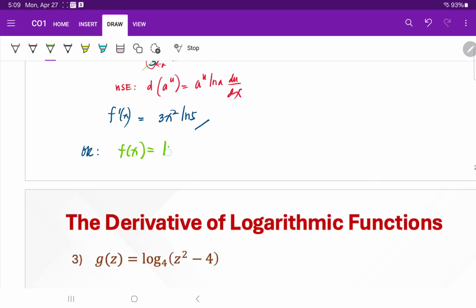Ln of 5 to the x cubed. So, by the laws of logarithm, we could bring this down. So, you'll have x cubed ln of 5. And then, to find the derivative here, we use the product rule.